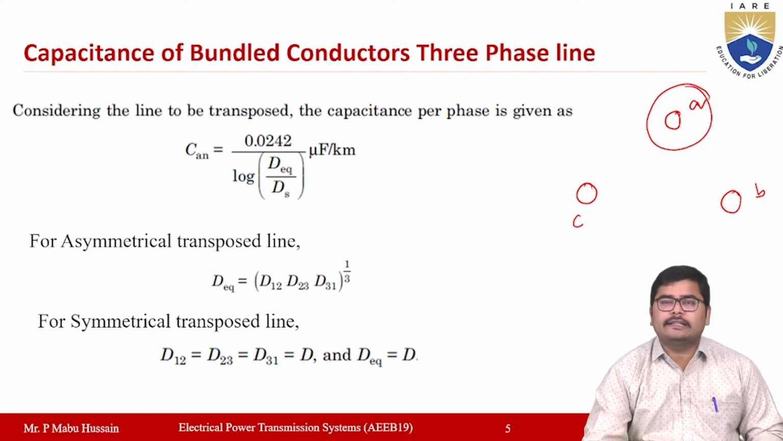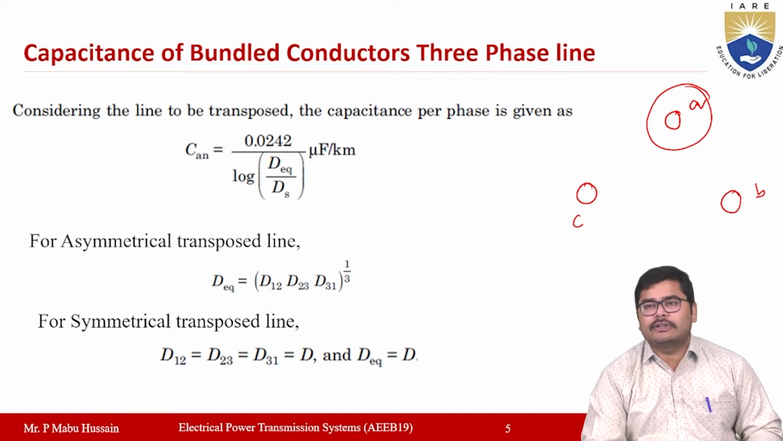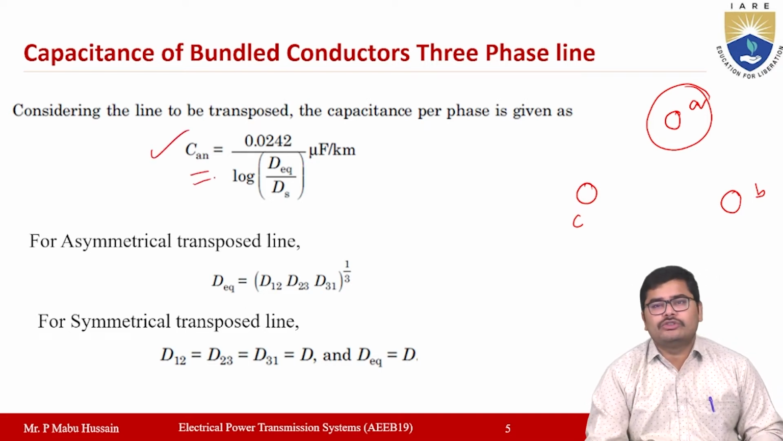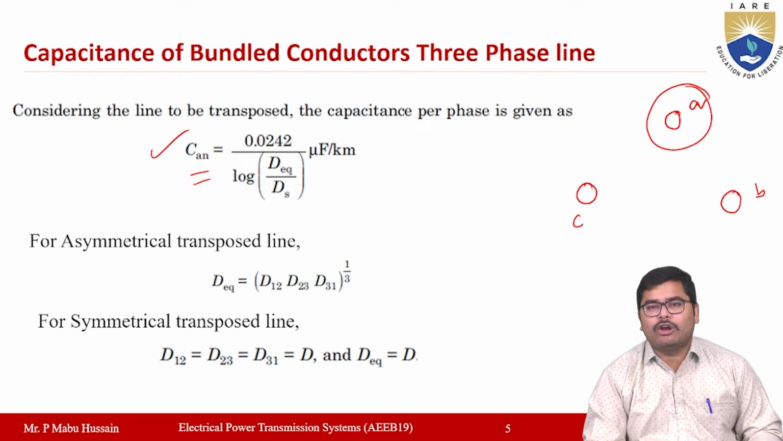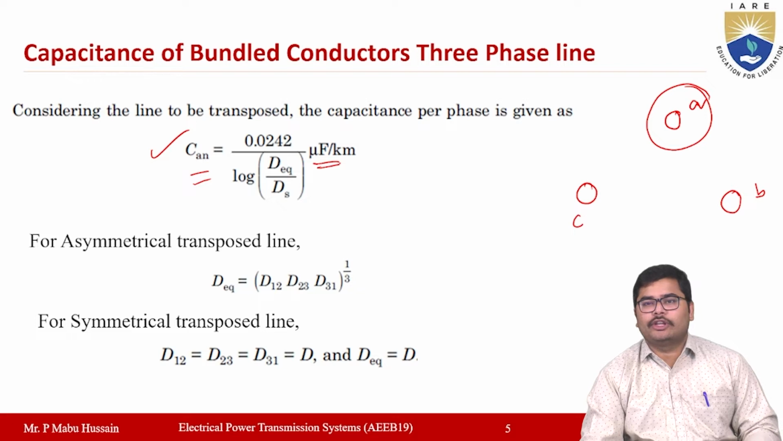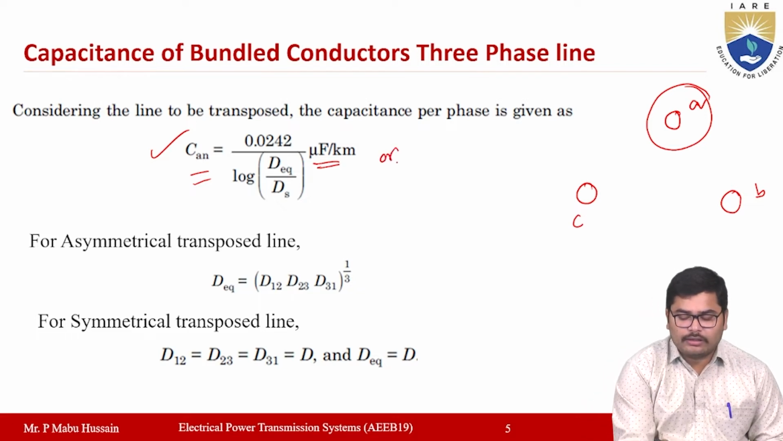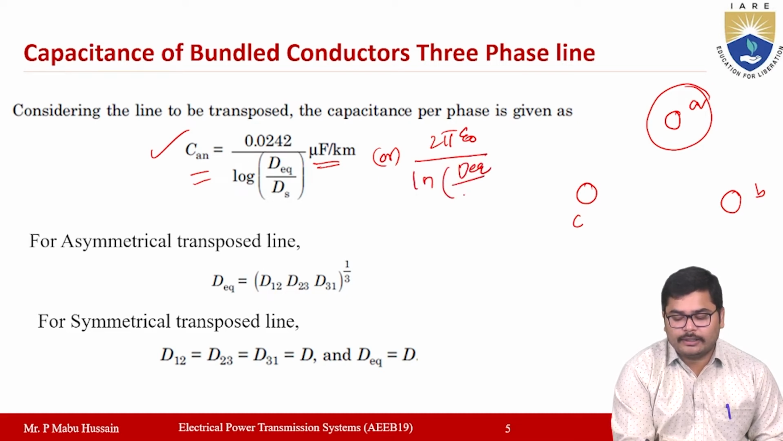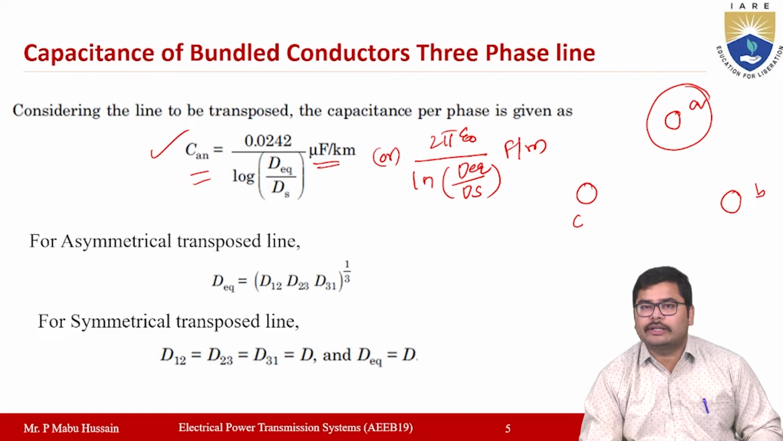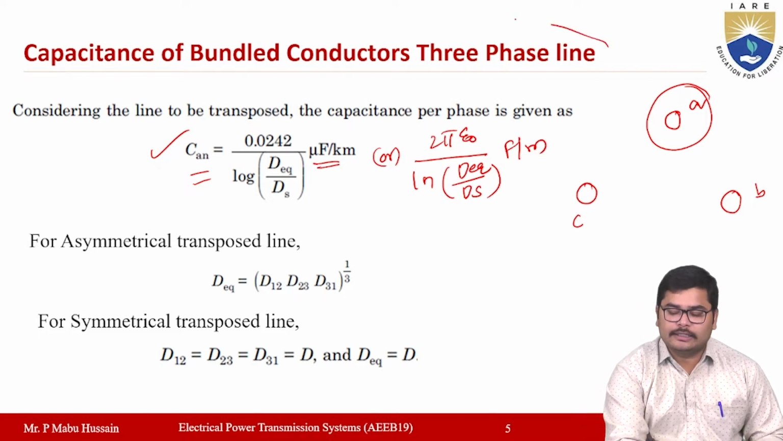So now for calculating the capacitance of this bundled conductor three-phase transmission line, the expression will be the same. C_an is equal to 0.0242 by log D equivalent by DS, which is in microfarad per kilometer, or 2 pi epsilon naught by ln D equivalent by DS farads per meter. So any one of these two equations you can use for calculating the capacitance of a three-phase line.